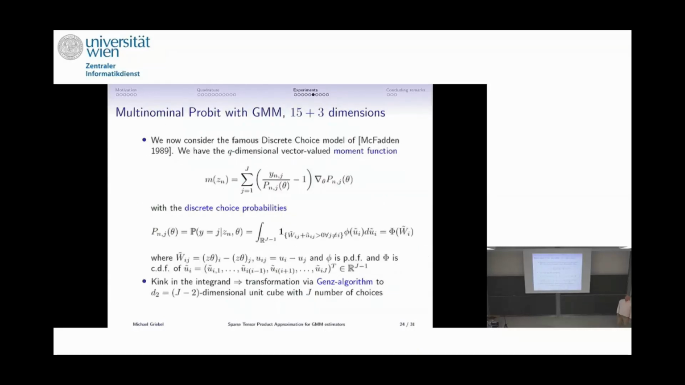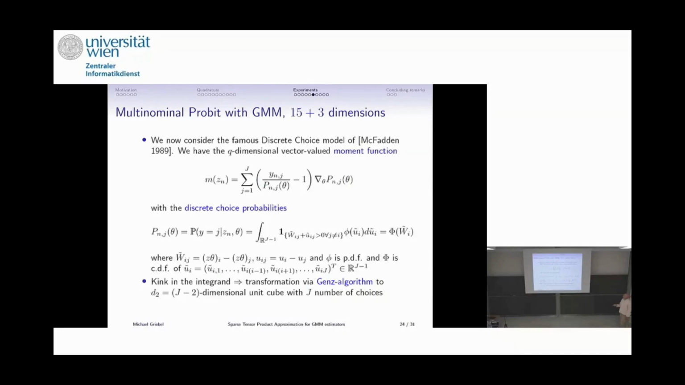And now we have to go into econometrics a little bit more. There's a famous discrete choice model of McFadden. It's 30 years old. Everybody is looking into that. I give you just the details without having to explain everything. The moment function looks like this. This codes discrete choice probabilities. These are the probabilities. Never mind, it's a detail. The point is that we have here a kink in the integrand. It's a Probit method, and all these Probit methods have kinks in the integrand.